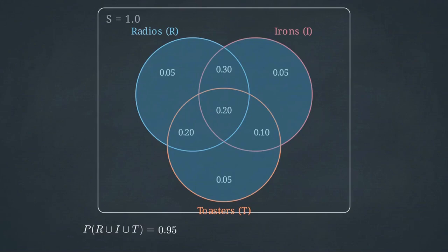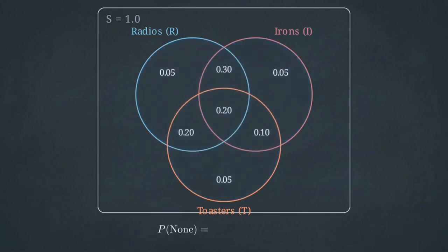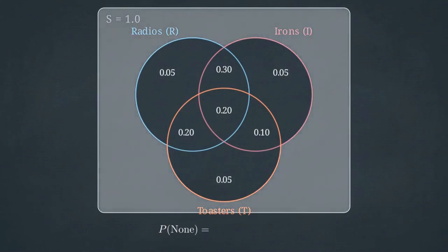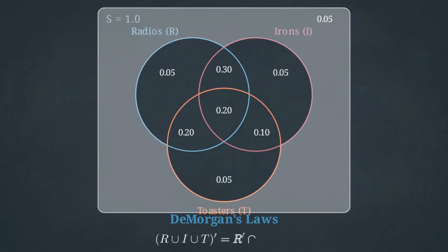What is the probability a household has none of these appliances? We look to the negative space outside the union, but within the sample space box. Since total probability equals 1, this outside region is 1 minus the total union, leaving exactly 0.05. This diagram shows the formal algebraic theorem used to define this exact negative space, DeMorgan's laws. The first law states the complement of a total union equals the intersection of their individual complements. In our data, not having any appliance is exactly the same as not having a radio, and not having an iron, and not having a toaster.